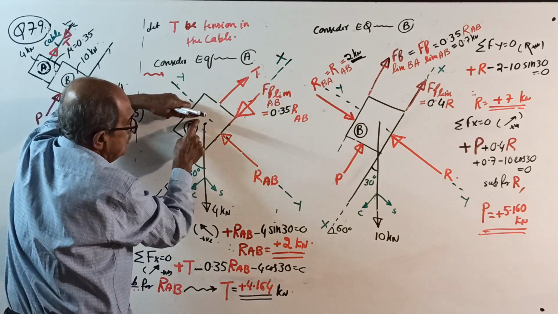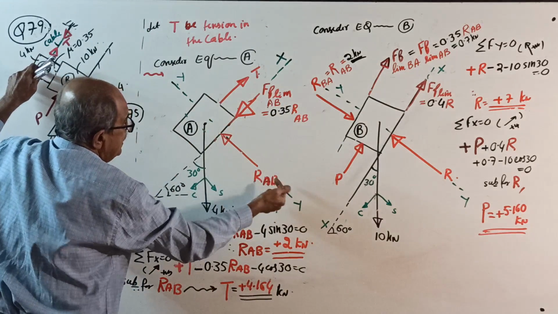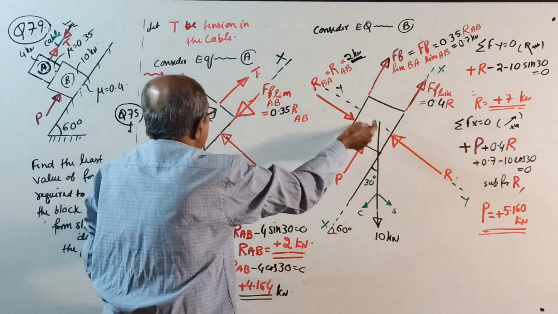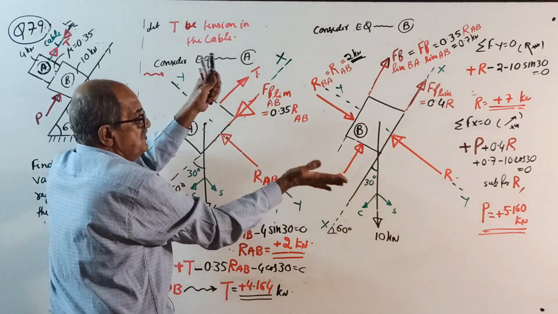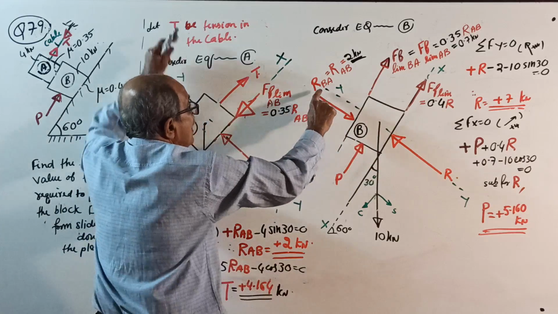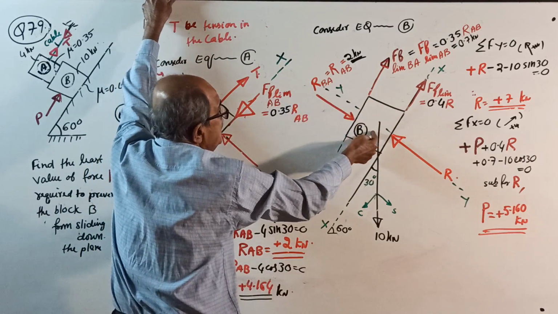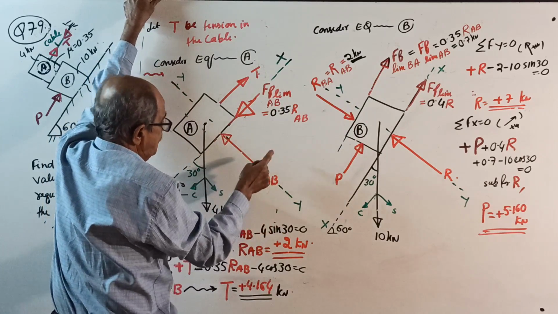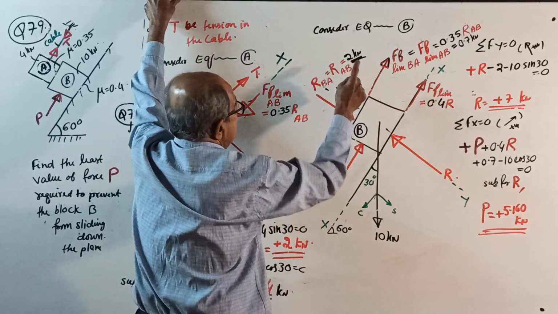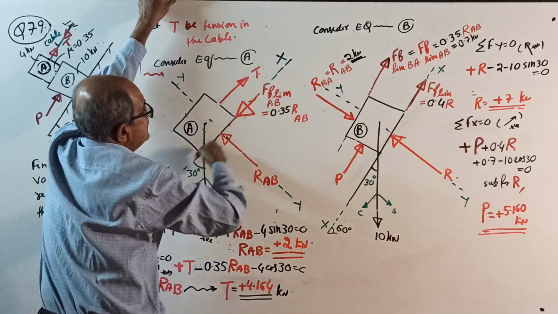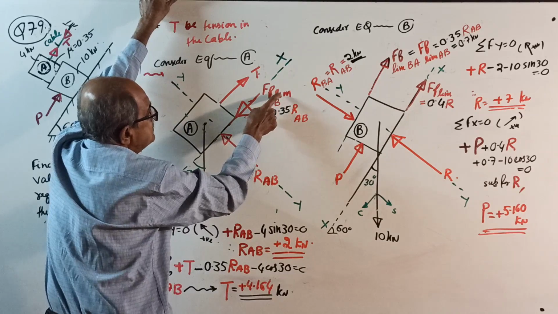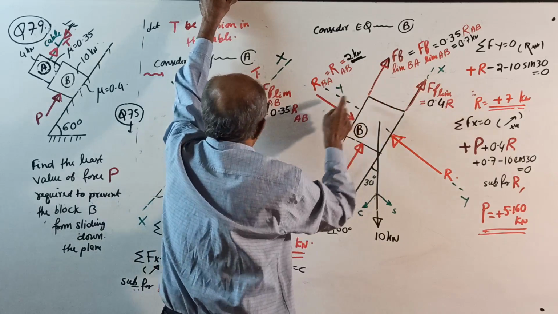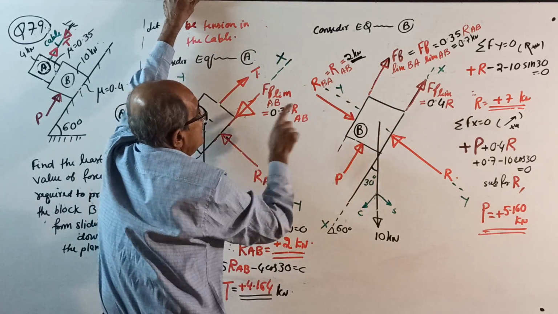For this block, from block B, this way is the reaction. Reverse it. For block B from block A, whatever this reaction is, it is this way. Force transferred to B from A equals the reaction on A from B, equal to whatever you got, 2 kilonewton. Then this is the frictional force for AB. Friction for A from B. This is friction for B from A, exactly opposite.